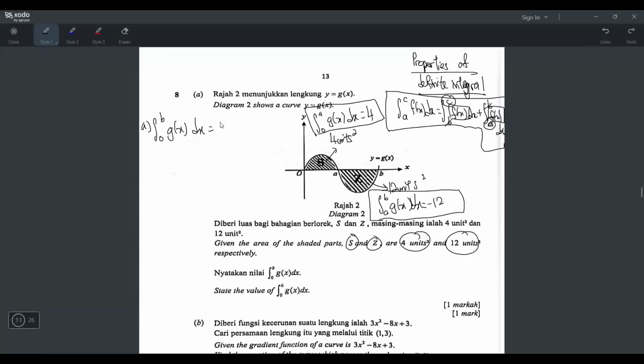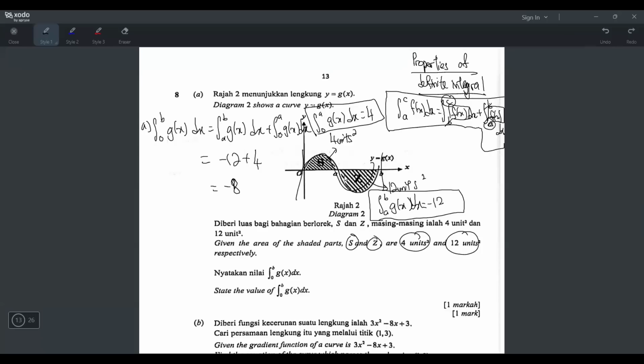So integrate b to 0 g(x) is actually this plus this. So I'll write here integrate b to a g(x) dx, which is this one, plus integrate 0 to a g(x) dx. Because when you cancel the a, you are left with integrate b to 0 g(x) dx. That's why. But you don't cancel, because if you cancel, it will get back here. Don't do that. What you should do now is substitute separately. This one substitute -12, and this one substitute 4. So the answer comes out -8. It means that when you integrate from 0 to b, the answer will give you -8.